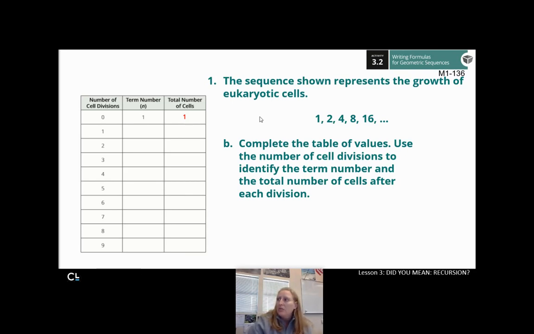So go ahead and keep going. Fill in all of the table here. Term numbers. So this is after split. Fill in your term number. Fill in the total number of cells. If you need a calculator to help you out, it's cool. I got it. So hit pause to fill in your table. Hit play when you're ready to keep going.